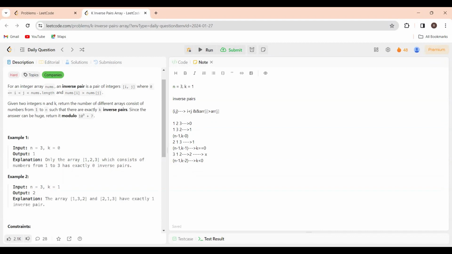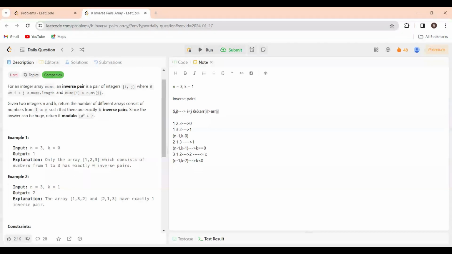When I consider n, from n, how many pairs can I initially make? And from n minus 1 elements, how many pairs can I make? K minus whatever elements we previously made, right? From n minus 2 elements, how many pairs can I make? From k minus previous, right? So in this way we need to keep on decreasing, right?